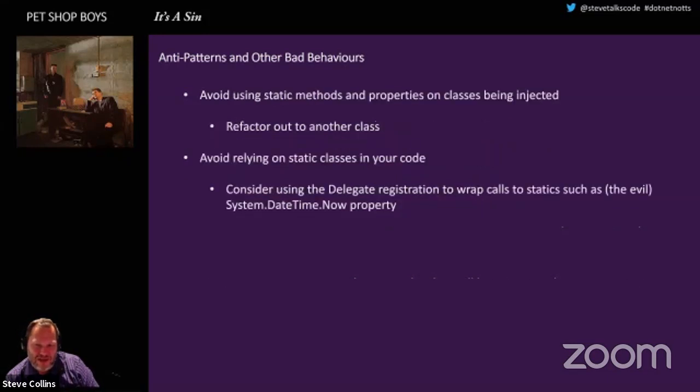A couple of other ones. Avoid using static methods and properties on the classes being injected. Now, if you're doing SOLID correctly, and making everything unit testable, you're not actually injecting concrete types. You're only injecting interfaces or possibly delegates. So this is a moot point in those scenarios. Though, of course, with C# 8, you can actually have static methods and properties on interfaces, which makes things a bit weird. But ultimately, what you shouldn't be doing is asking for a concrete type of something and then calling static methods, because yes, you can do it.